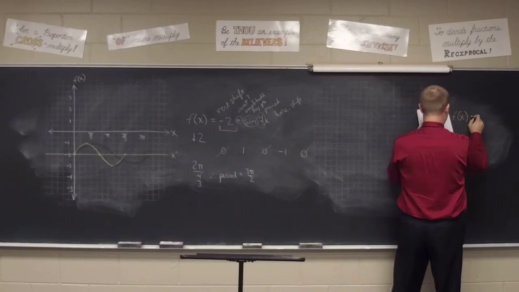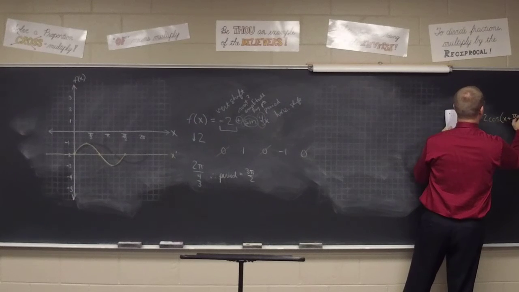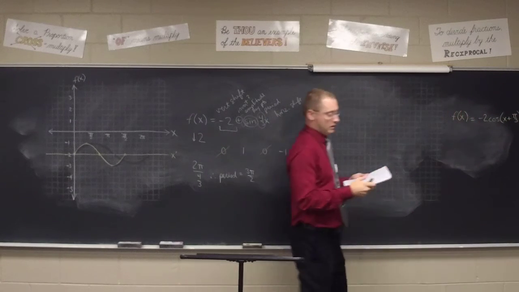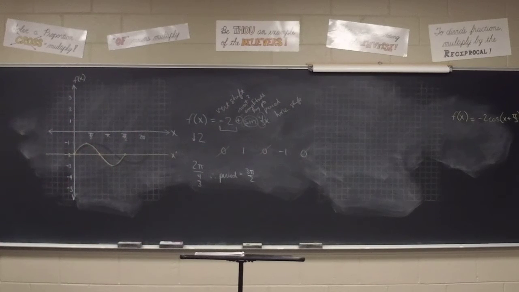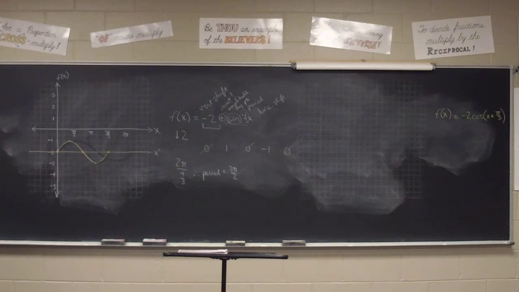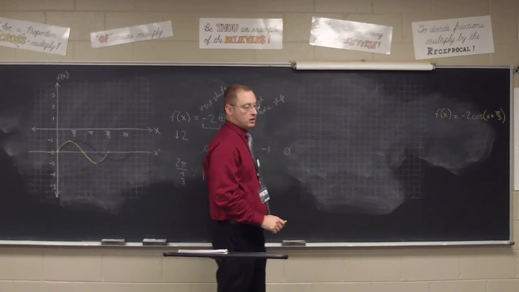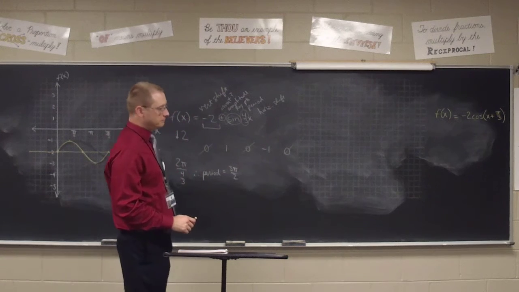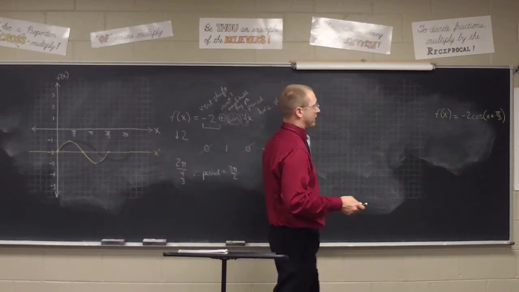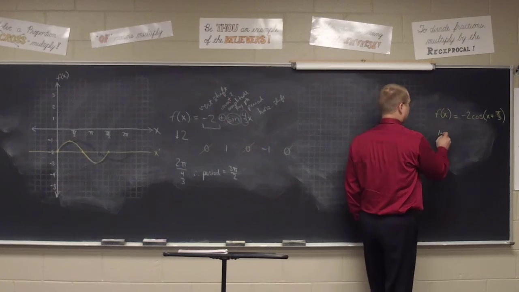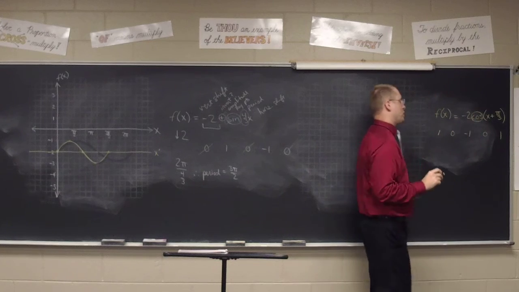F of x is equal to -2 cosine of x plus pi over 3. -2 cosine x plus pi over 3. Let me see if I have paper for this one. All right, I always like to start with my key points, class. 1, 0, -1, 0, 1. That's because it's cosine.